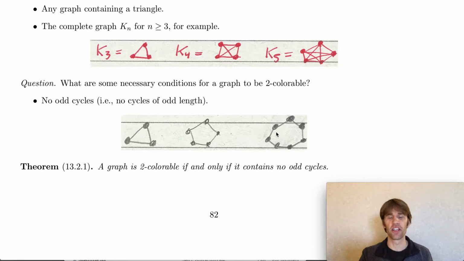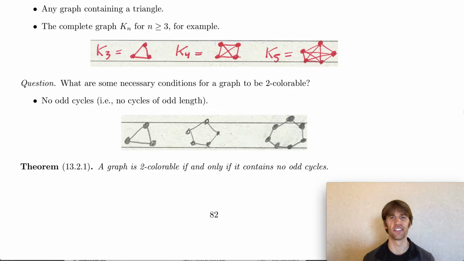No such cycle can be colored with two colors, because if you start with red, blue, red, you're going to have two adjacent red vertices. Or in this 5 cycle, if you start with red, blue, red, blue, red, you're going to end with two adjacent red vertices. And same for the 7 cycle, or a 9 cycle, or an 11 cycle. So in order for a graph to be two colorable, it better not contain any odd cycles.